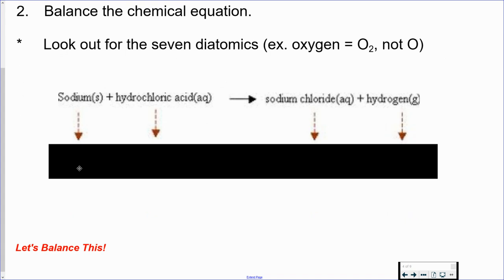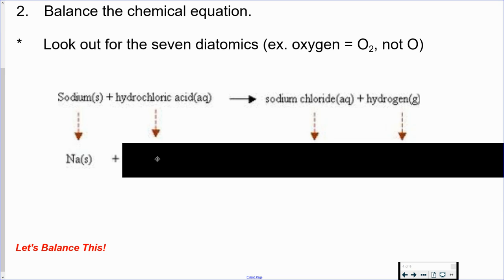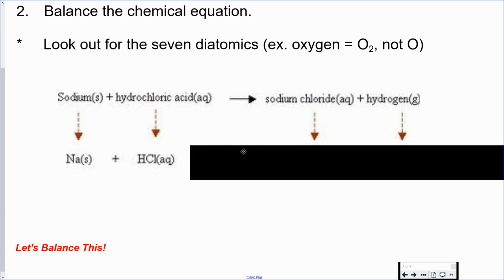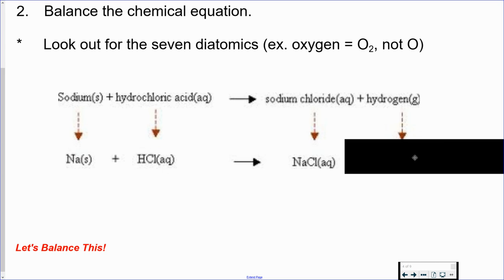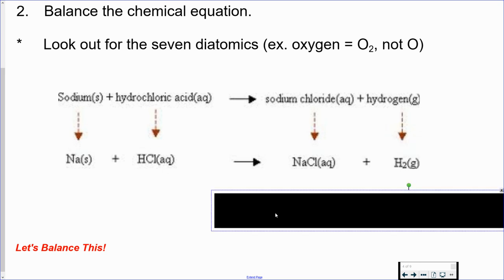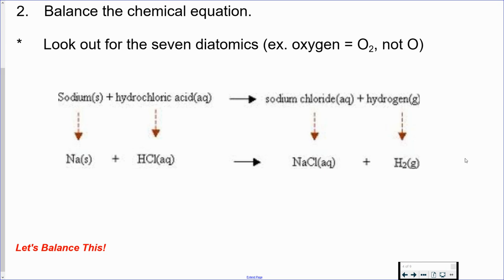So step 1, sodium, that's going to be Na. Hydrochloric acid is HCl. Sodium chloride would be NaCl. And then finally you have H2. So now it comes down to balancing. I'm going to show you again the kind of pathway and not inventory.